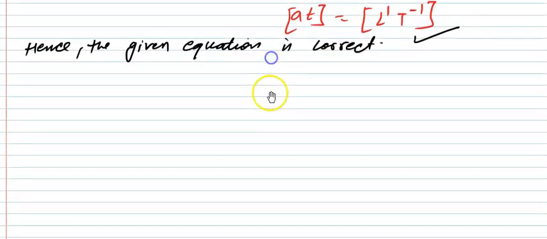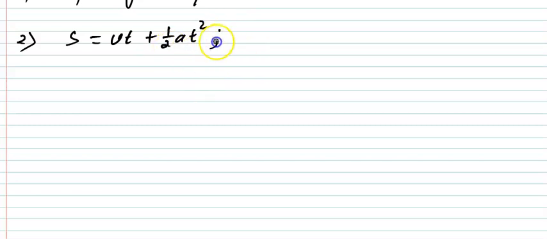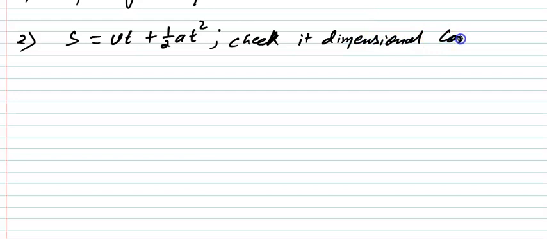Now let us proceed to one more example. S is equal to ut plus half at square. If this equation is correct, check whether the equation is correct or not. Check its dimensional correctness.